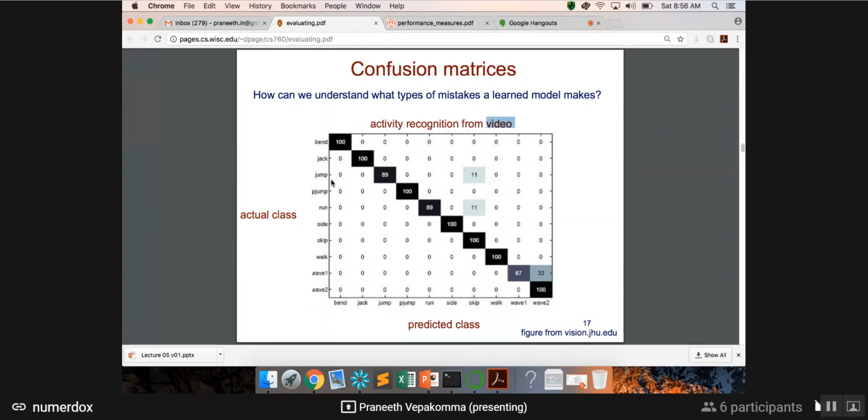And then for jumping, again, jumping and skipping, the model got confused, 11 errors. Waving, there were 2 kinds of wavings that it was trying to model. Wave 1, 67 times it caught correctly, but 33 times it thought it was wave 2. But wave 2 was always caught as wave 2 by the model. So this model is performing reasonably well, as long as this is based on the cross-validation data. Because if it is the test data or training data, you don't know if it is overfitting or underfitting. But if you look at the cross-validated confusion matrix, then you're very sure it's a reasonably good model.